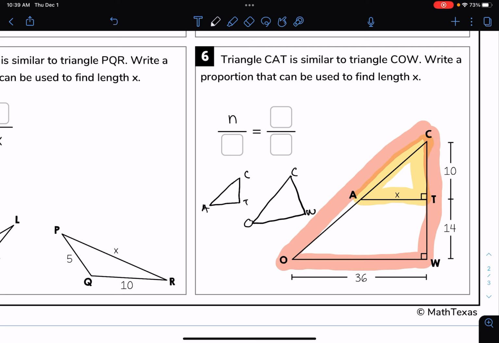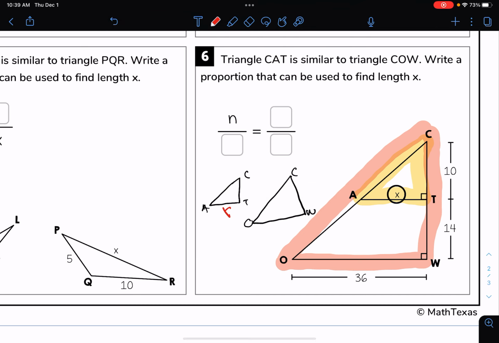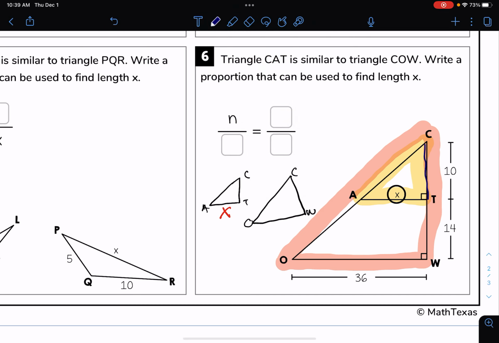So now that I have those, I can label my sides. So here for side AT, I have it labeled as X. So I'm going to go ahead and label that X. And then I have side CT. And if you notice here, side CT doesn't have a number directly by it, but you can see that you have this marking here. And so what does that mean? That means that from this line from here to here is 10. So that means that line CT is going to be 10.